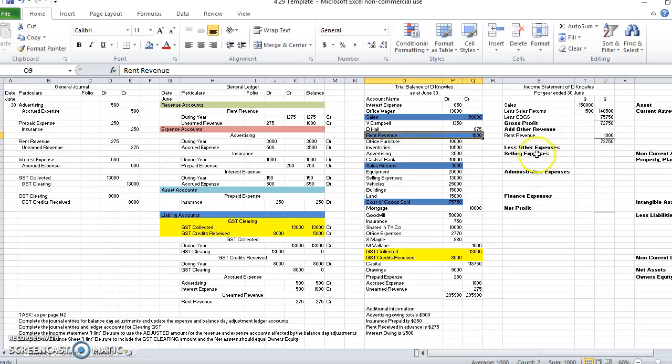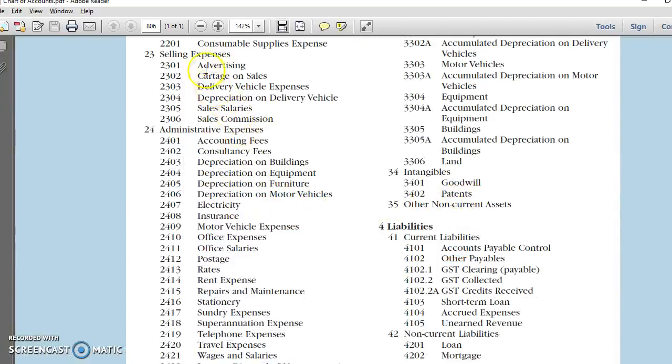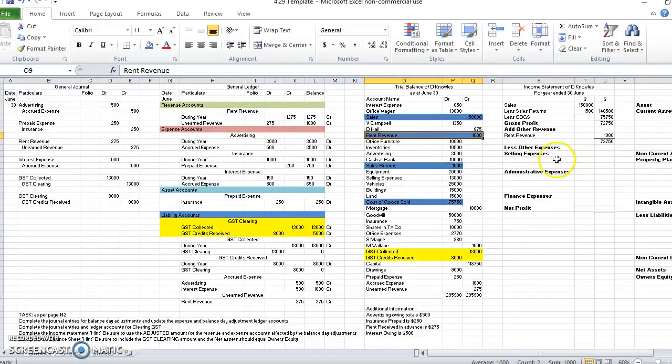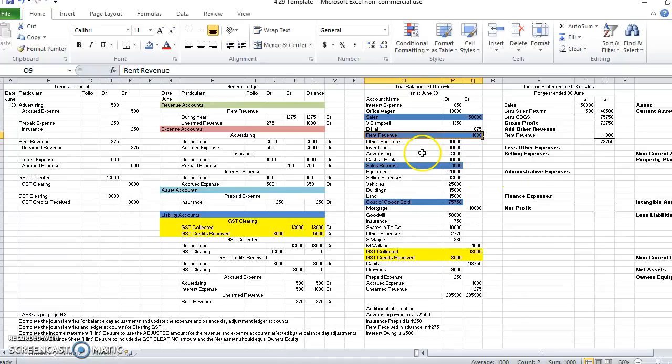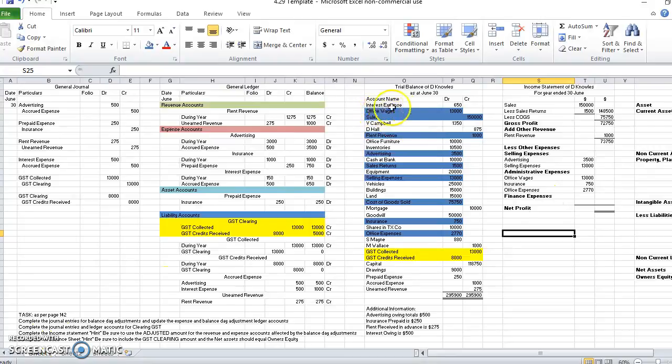Then we take our selling expenses, our administrative expenses, and our financing expenses, all as per our chart of accounts, to group them to make them easier to find. Selling expenses are things like advertising, delivery vehicle expenses, sales salaries and commissions. All we've got for this one is advertising, so we'll add that in. So we include those, put the amounts and tick them off. Administrative expenses include things like office wages, office expenses and insurance, so we'll include those. And lastly, finance expenses are things like interest expense, so I'll include that one as well.